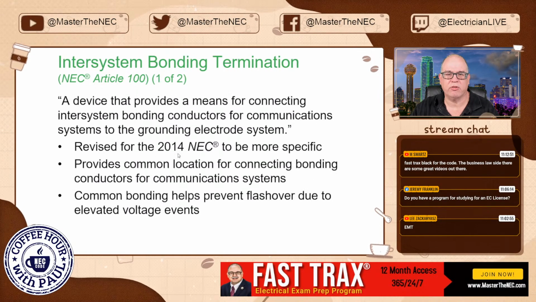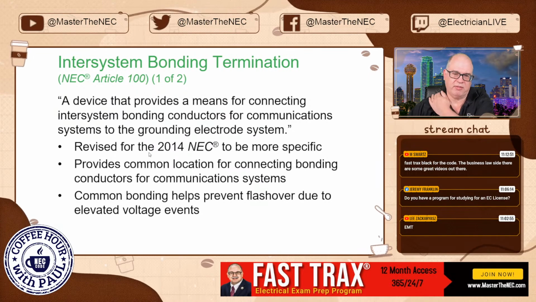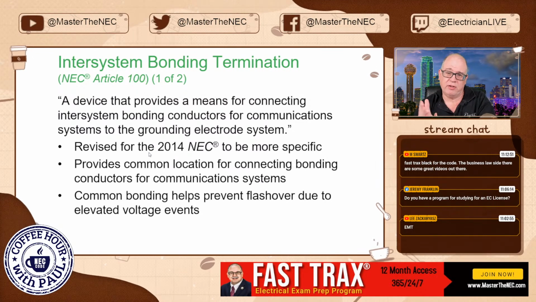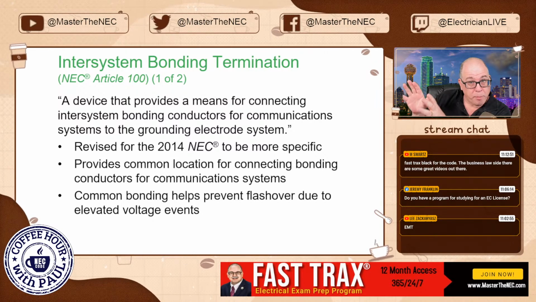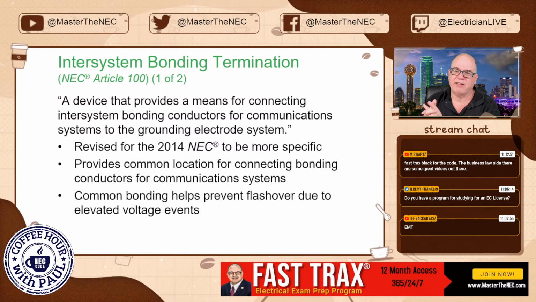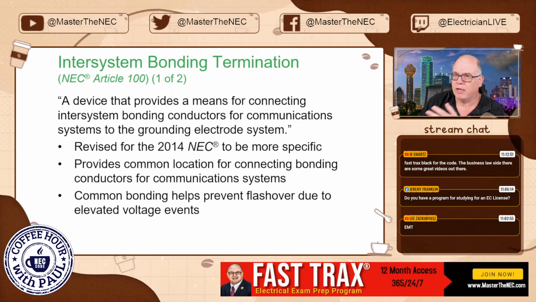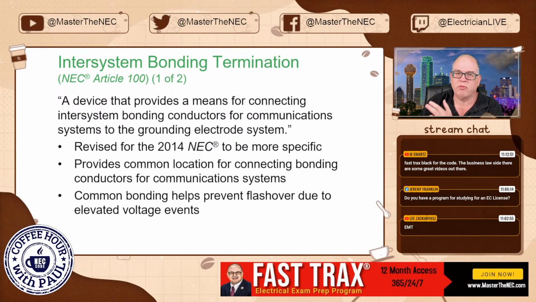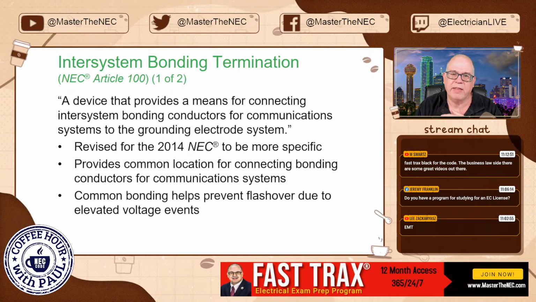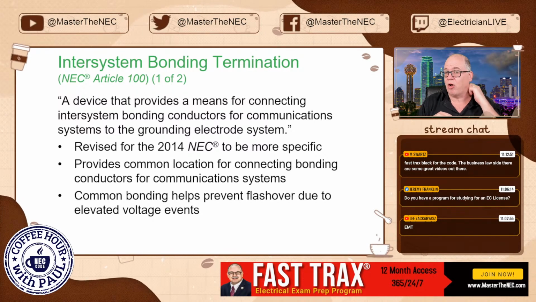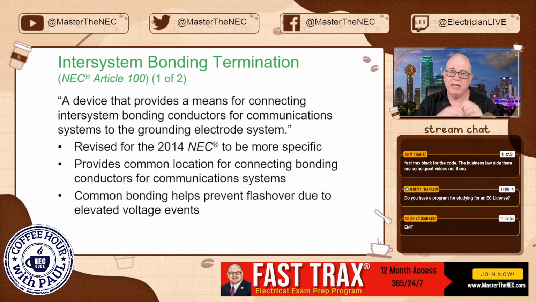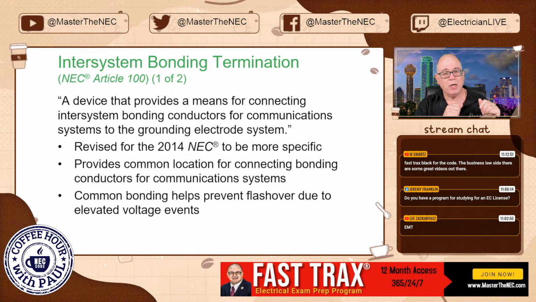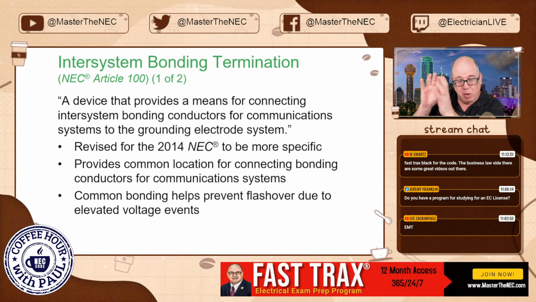All right, let's go on and get to intersystem bonding. What is this? So this definition is what you're going to have to do at your service or at a remote building where you're going to have things like communication systems there, CATV, phone systems, all those type of things. Then you have to put in what's called intersystem bonding terminations. And you have to have at least 3 terminations.